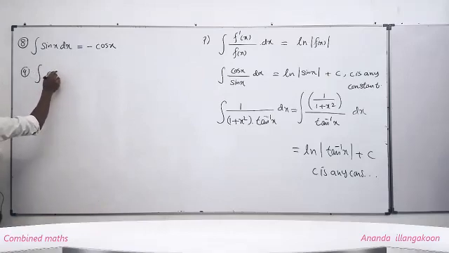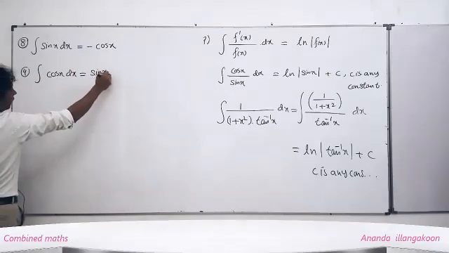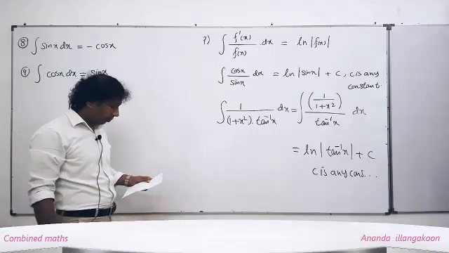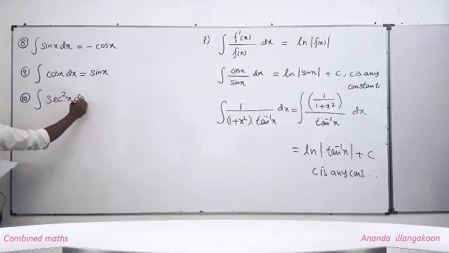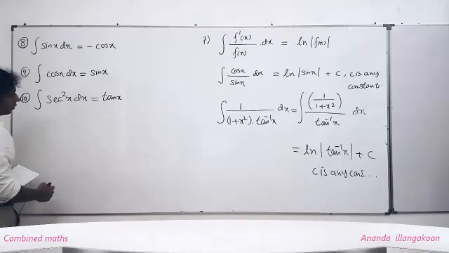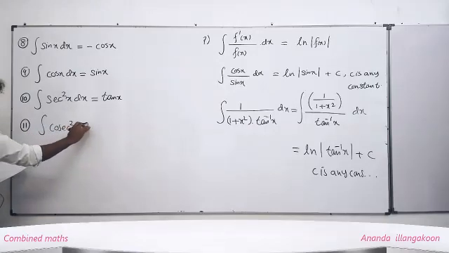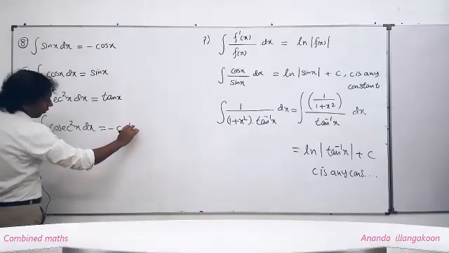Number 9. Integral of cos x. When you integrate cos x, people, we get sin x. Correct? No? The sin x, when you differentiate, we get cos x. Right? Number 10. Integration of sec squared x with respect to x is tan x. Number 11. Integration of cosec squared x with respect to x is minus cot x.